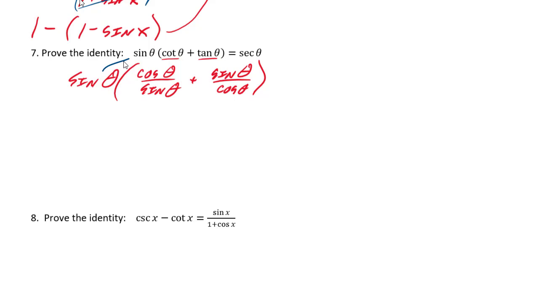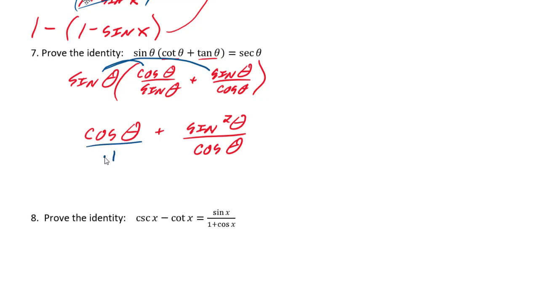So if I distribute the sine of theta through the two terms, the first one, the two sines are going to cancel, and it just leaves me cosine of theta. The second one, though, I end up getting a sine times a sine in the numerator, so that actually will be a sine squared of theta that then stays over a cosine of theta. So now I've got something that's a fraction added with something that's not a fraction, so my next instinct is let's get a common denominator.